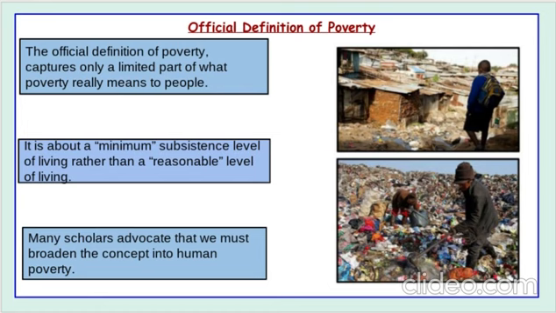Now, what could be an official definition of poverty? The official definition of poverty captures only a limited part of what poverty really means to people. It is all about a minimum subsistence level of living rather than a reasonable level of living. People think of it as a minimum subsistence level, but it should rather be a reasonable level of living. Many scholars also advocate that we must broaden the concept into human poverty. We should understand it clearly and better.